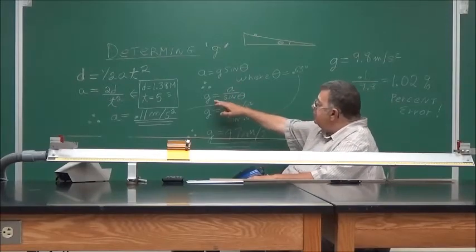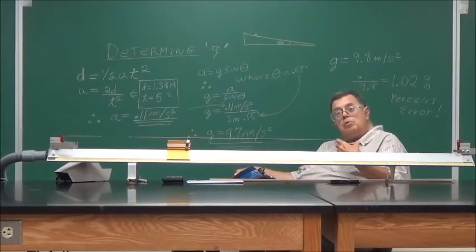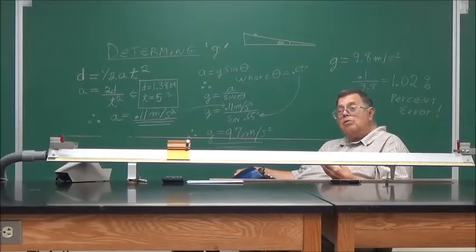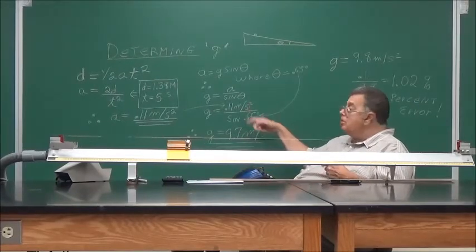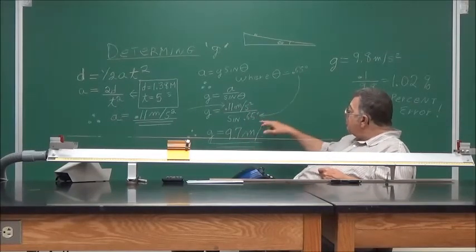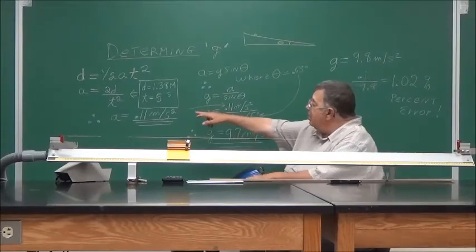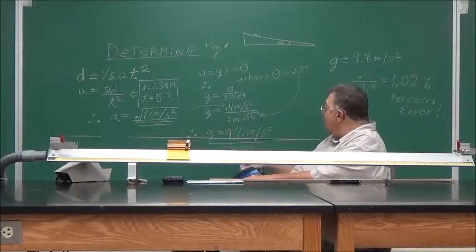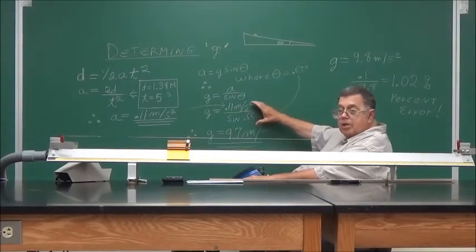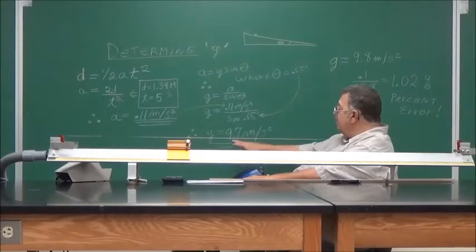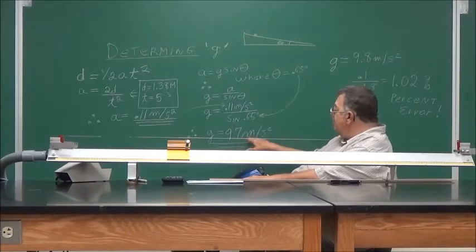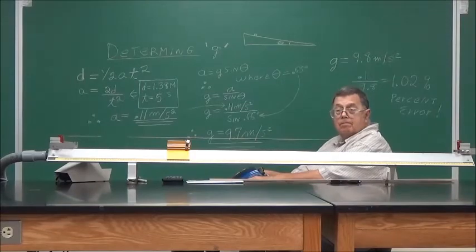Okay, now what we do is we substitute that into this equation. We rearrange it to solve for g, because we want to know what g would be, as Galileo would have found, and he would have used this equation. We substitute 0.65 in there. We have the acceleration down the slope from before, and when we do the number crunching on this, we come out to 9.7 meters per second squared.